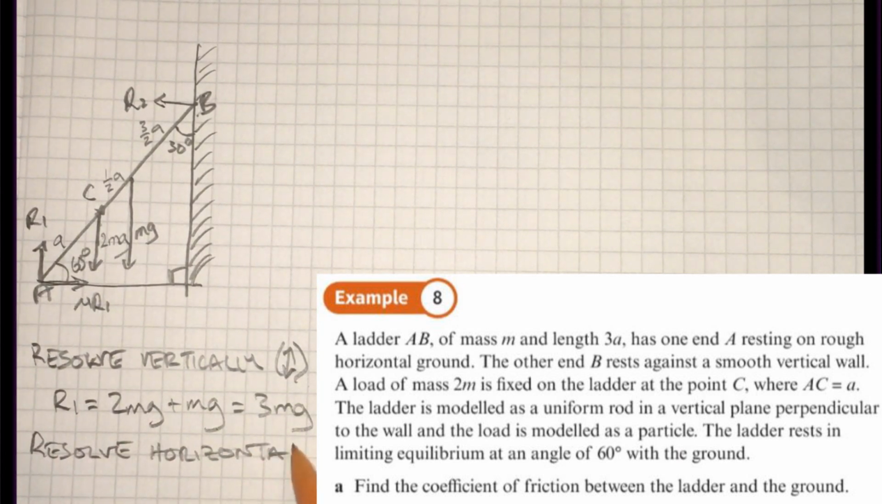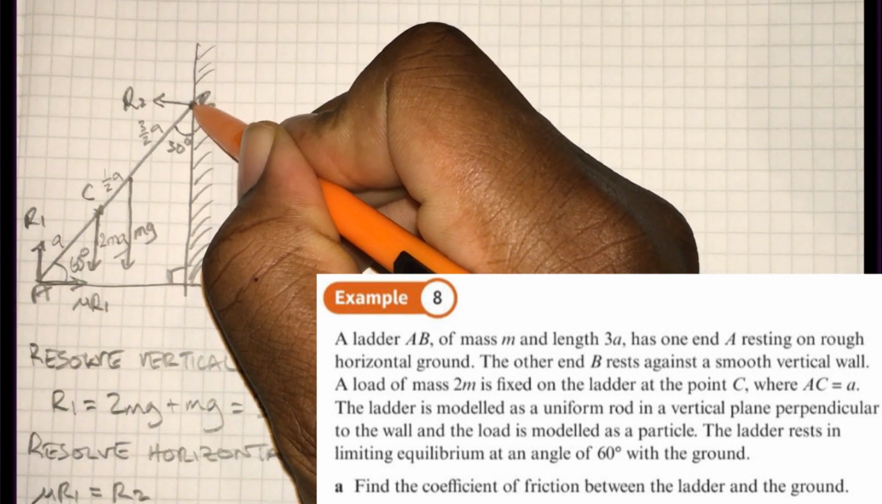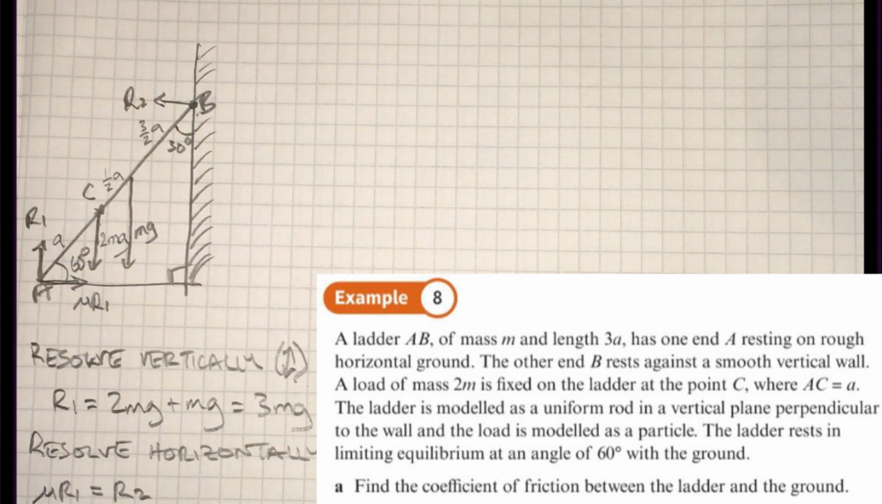Resolving horizontally. All of the horizontal forces to the right should equal all the horizontal forces to the left. So mu R1 equals R2. All right, be careful. If there were any non-parallel or perpendicular forces, we would have to break them down into components and use them as we resolve in these two directions.